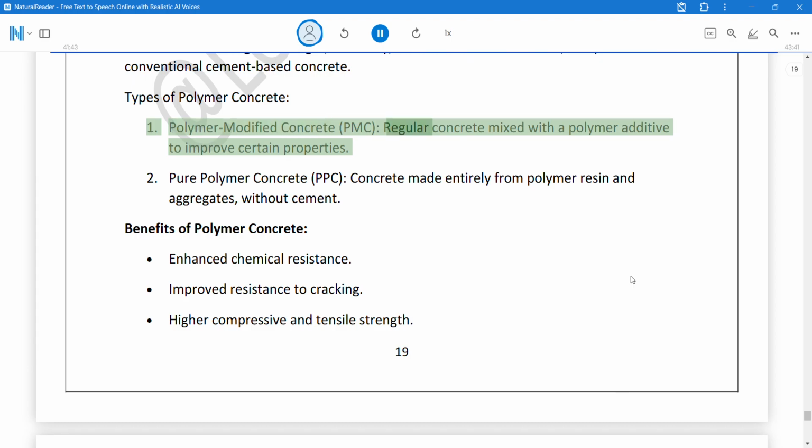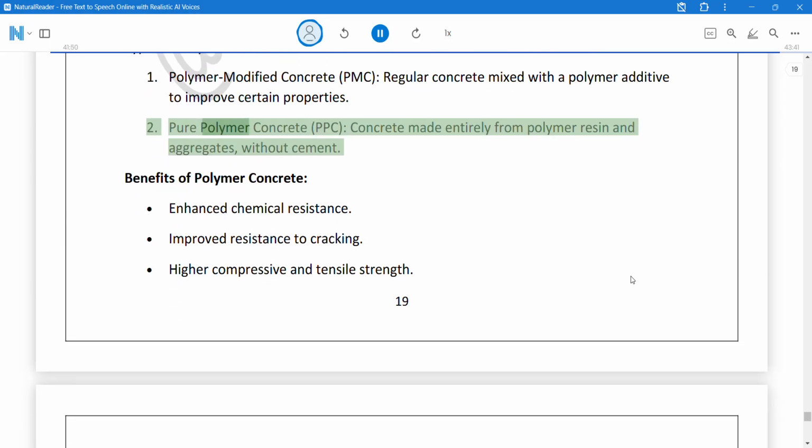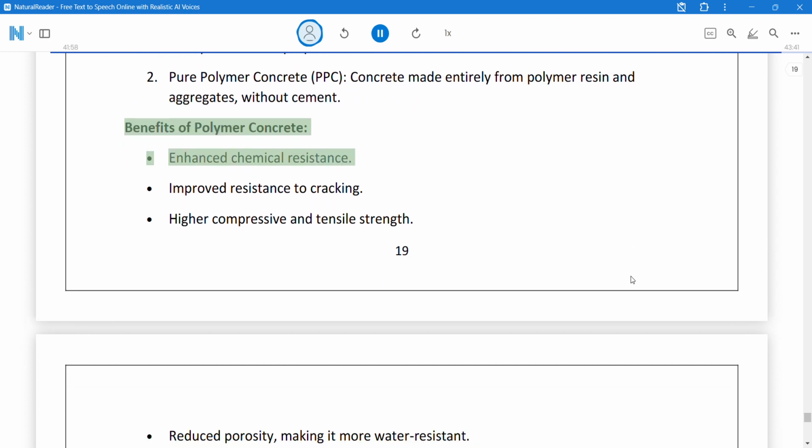Types of polymer concrete. 1. Polymer modified concrete: regular concrete mixed with a polymer additive to improve certain properties. 2. Pure polymer concrete: concrete made entirely from polymer resin and aggregates, without cement.